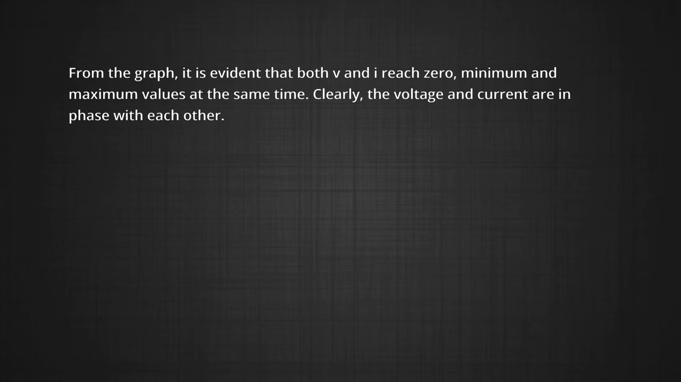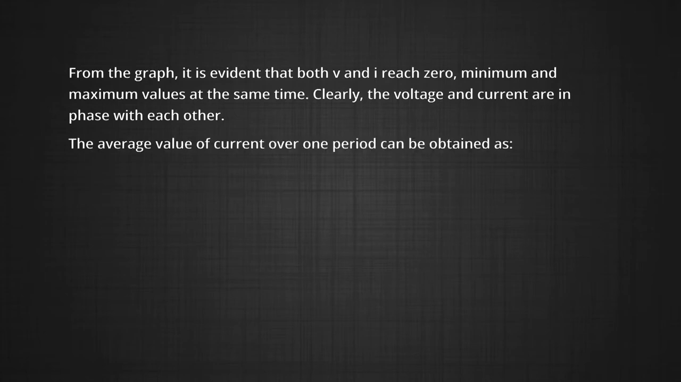So, here we can see from the graph what we have seen. It is evident that both V and I reach 0, minimum and maximum values at the same time. Clearly, the voltage and the current are in phase with each other.